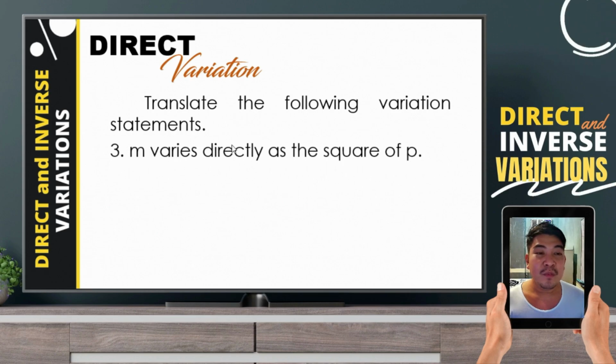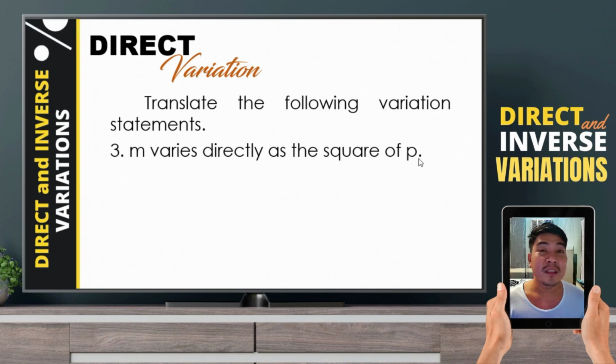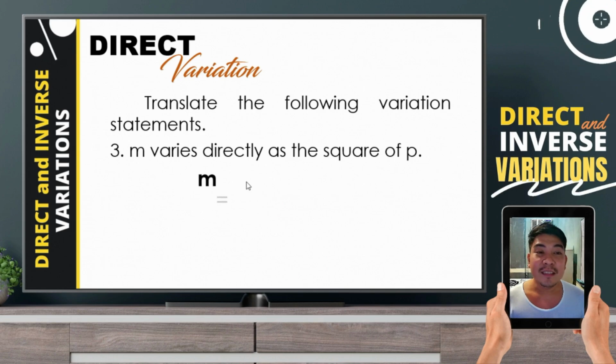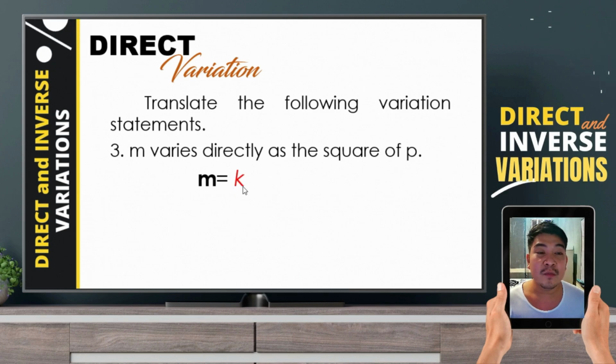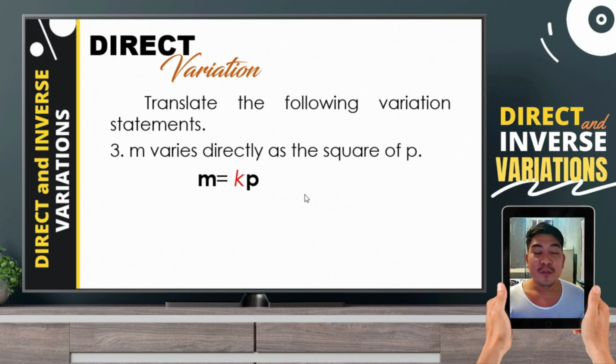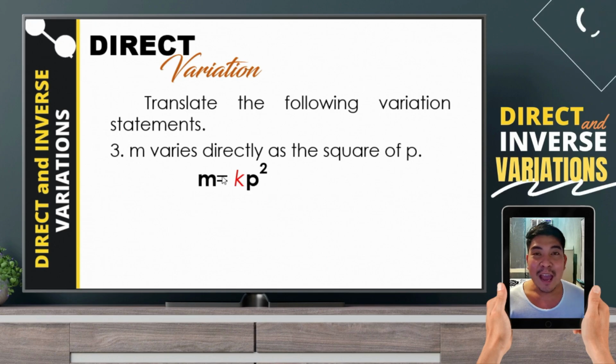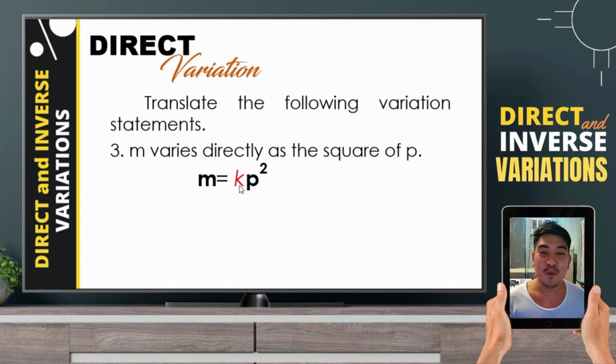Example number 3, M varies directly as the square of P. This time, we have here the square of P. But we are given the first quantity, which is M, and then the second quantity, which is P. So to translate this one, we have the first quantity, which is M, is equal to, since direct variation, we need to multiply the constant K, or the constant of variation, to the second quantity, which is P. But take note, we have here the condition, the square of P. So therefore, we need to include squared. So the statement will be M is equal to K P squared.